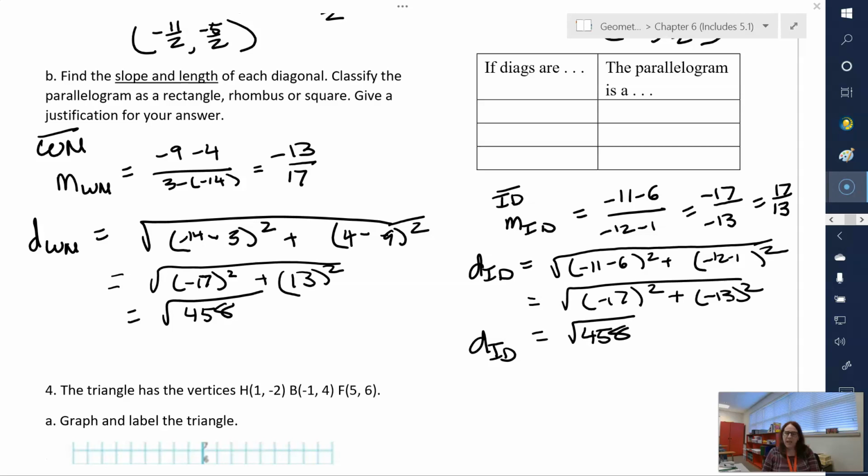All right, so my length of ID is also square root of 458. So that means that my diagonals are congruent. So I could have a rectangle. And my diagonals are perpendicular. So I can have a rhombus, which means this is a square.